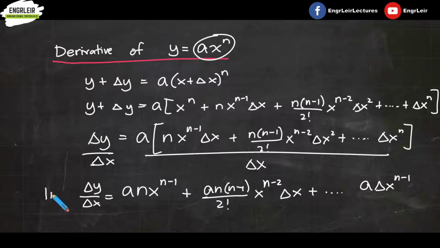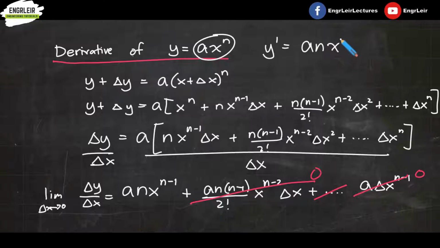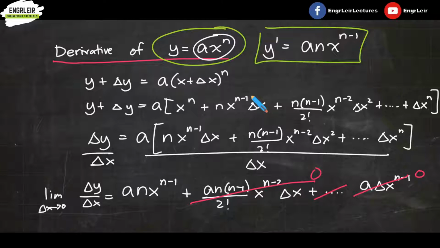Now, if we take the limit as delta x approaches 0, lahat to merong delta x except the first term. So eto magiging 0 and so on hanggang sa dulo magiging 0, and we are left with the derivative of our function, which is a n x raised to n minus 1. Ito yung derivative nung function na to. And we can use this basic derivative to extract some basic rules.